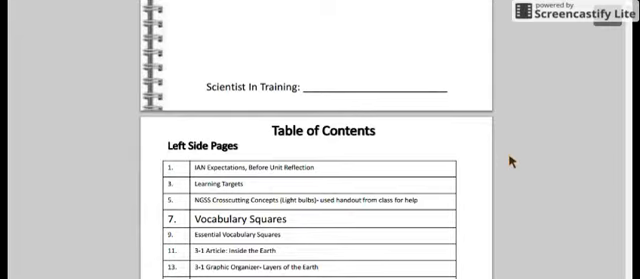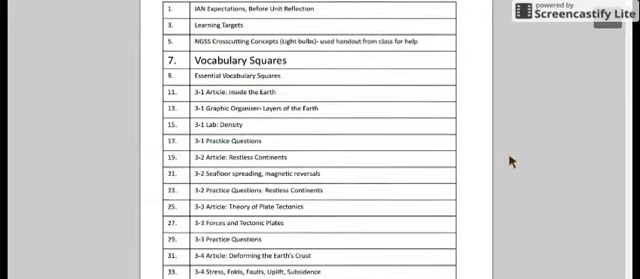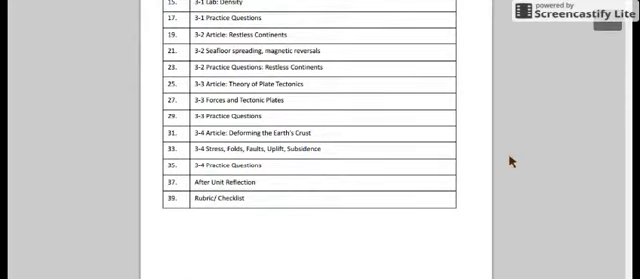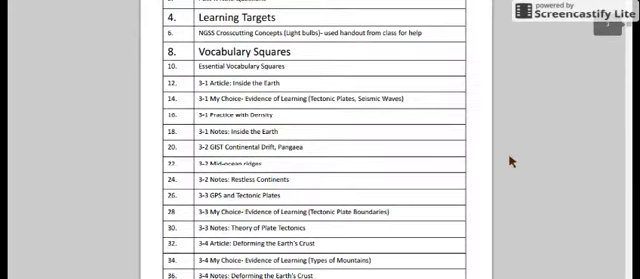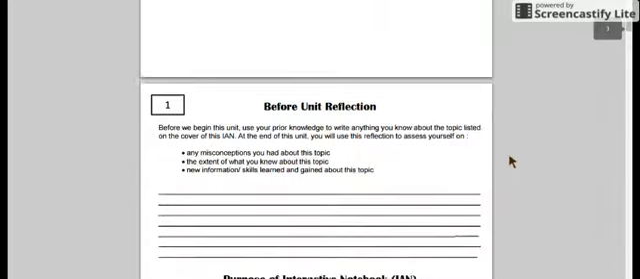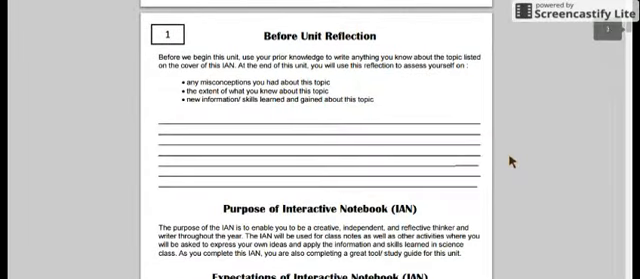Then you go to the next page. This is the table of contents of things that they'll learn about in this unit, each section and the activities that go with it. Okay, this is the before unit reflection. This is what they fill out before the unit even starts.